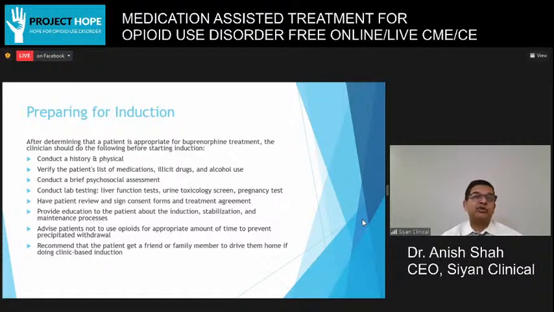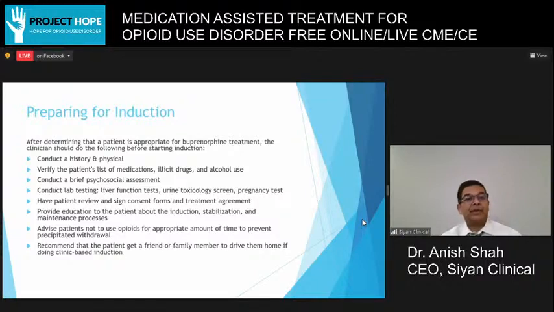If patients are using short-acting opiates, they must not use them for about 24 hours. These are medications like oxycodone. Please ask the patient not to use any such medication for 24 hours before an induction. Now, if they are using longer-acting opiates such as fentanyl or methadone, then they may need to be off opiates for anywhere from 36 to 48 hours, sometimes up to 4 or 5 days, before you bring them in for an induction visit.